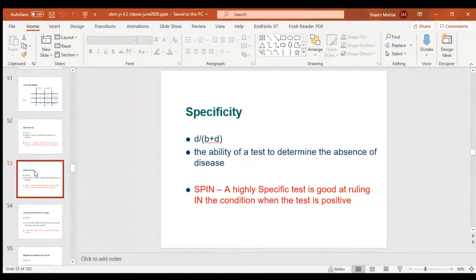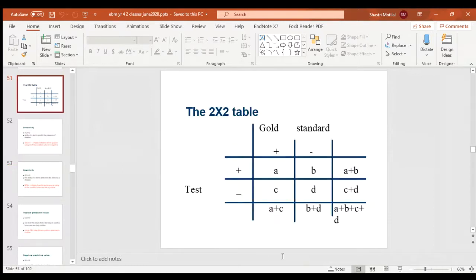Specificity is the other measure. Specificity is calculated as D over B plus D. So specificity is D over B plus D. So what does this mean? Out of all the people who do not have the disease, D over B plus D, how many are truly negative? So the other word for specificity is the true negative rate, right? So the true negative rate. So D over B plus D, that's specificity.